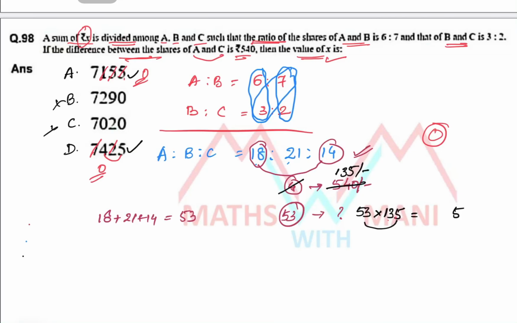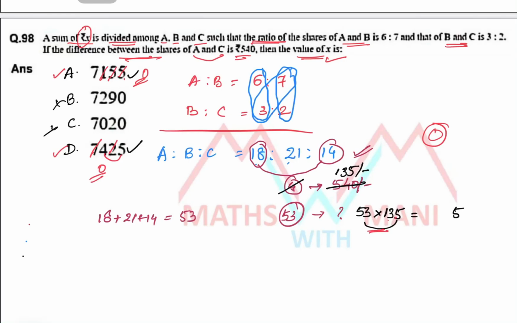Because these two sums have digital sum how much? 9 only, or 9 or 0. So maybe you have to take ARD. So the unit digit concept is the same for both the options, and the digital sum is also the same for both the options. That's why you are left with directly multiplying the two numbers, 53 into 135.